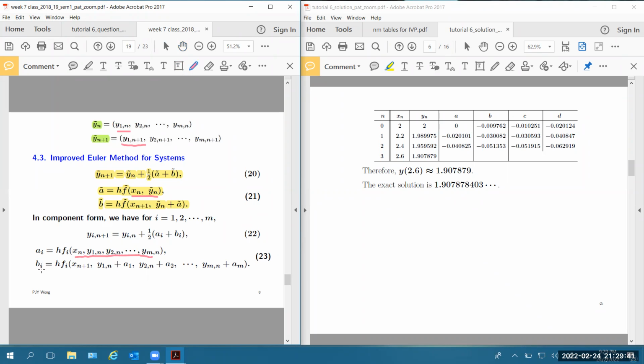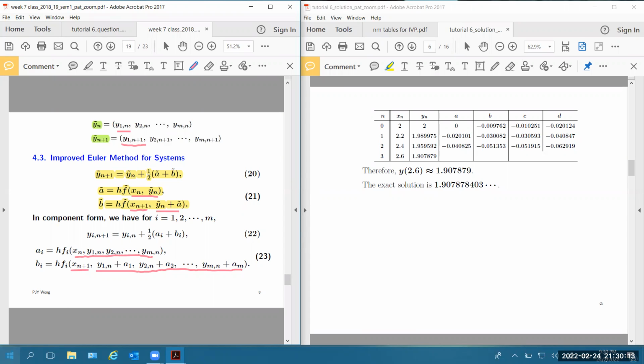There's your bi, your I component, and then your fi. Then these are your arguments, right? So this one is this. And then you see that this one adds. How to add? Adding component wise. So that's why you get y1n plus a1, y2n plus a2, and so on. Is it okay? All right, so this one actually is this. So this is the improved Euler method for system.